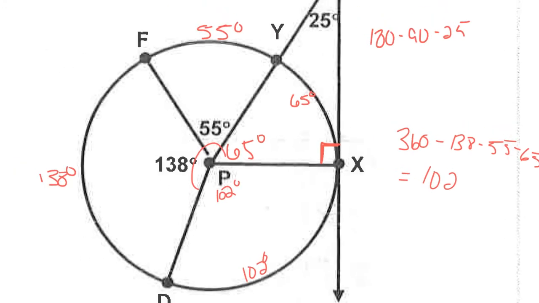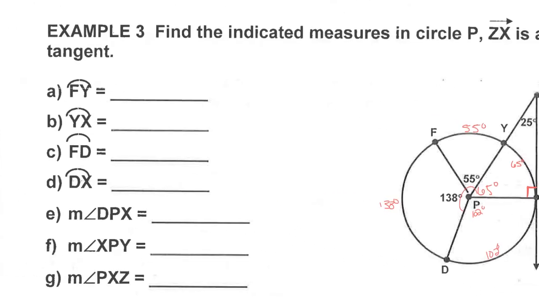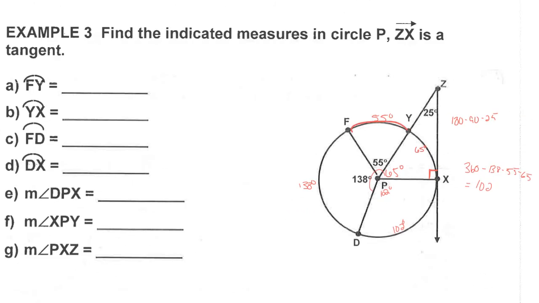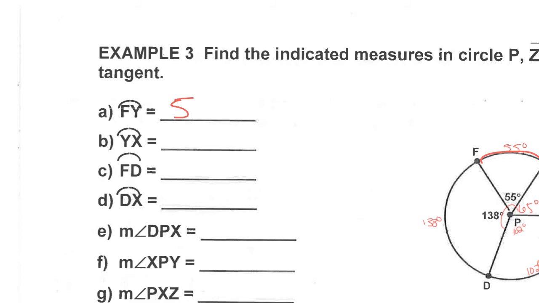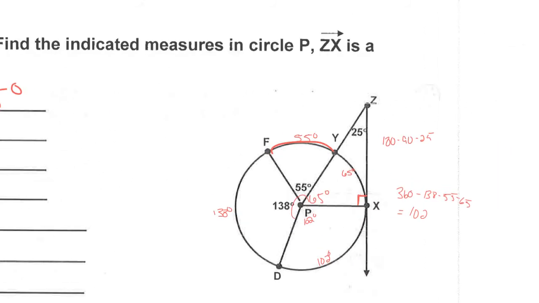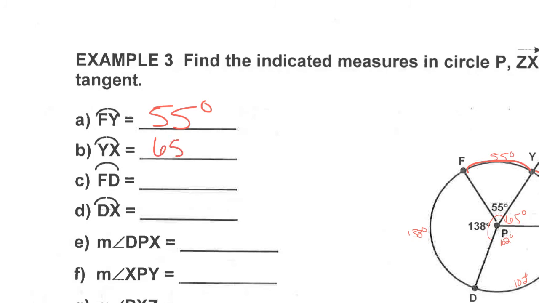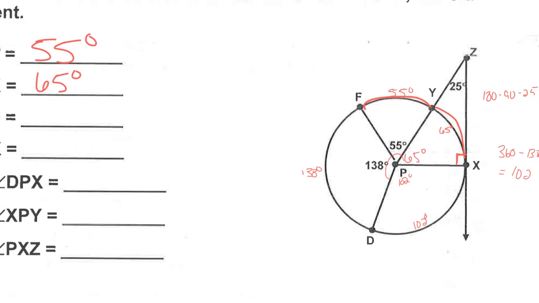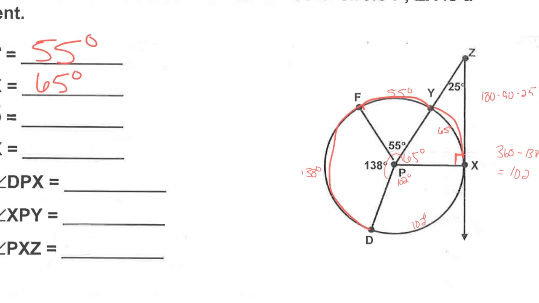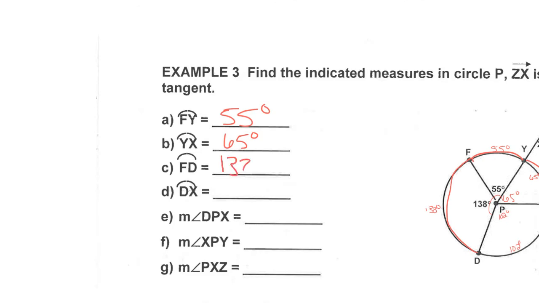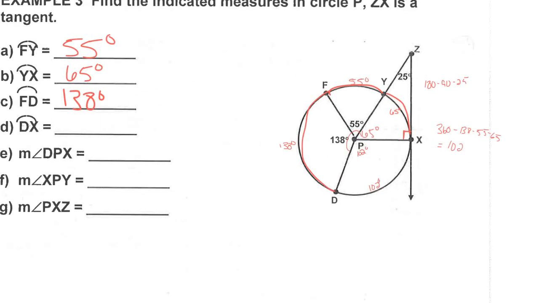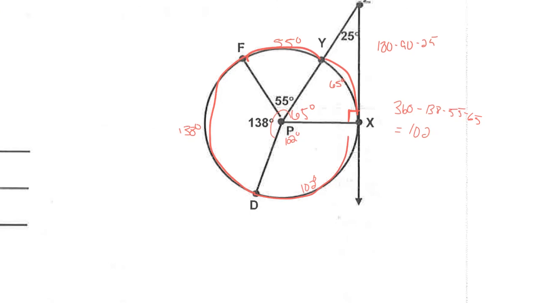Let's see if we missed anything. Let's go over here and fill these out. It says arc FY. Well, that's that one right there. Looks like 55 degrees. Arc YX is next. We have that marked at 65 degrees. FD is after that. That'd be 138. And then arc DX, this one right here, and we know that's 102 degrees.